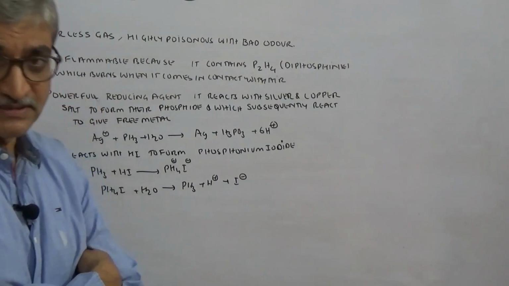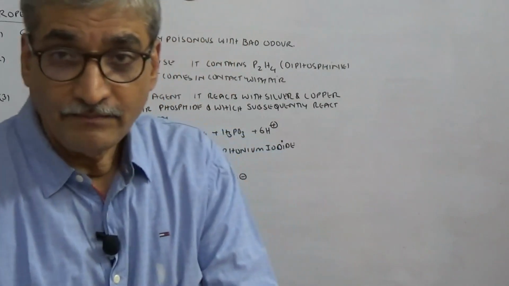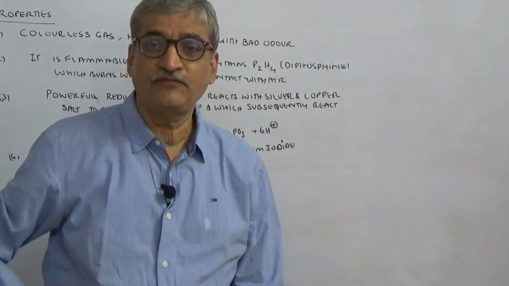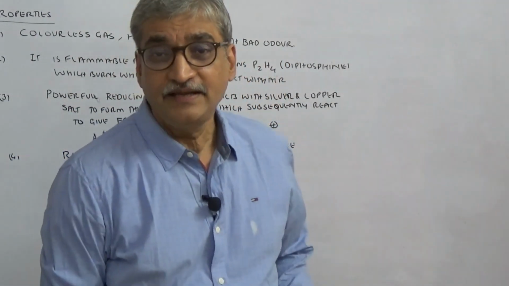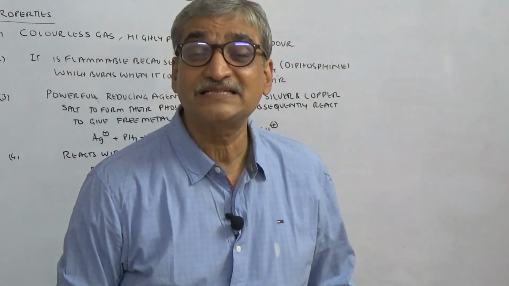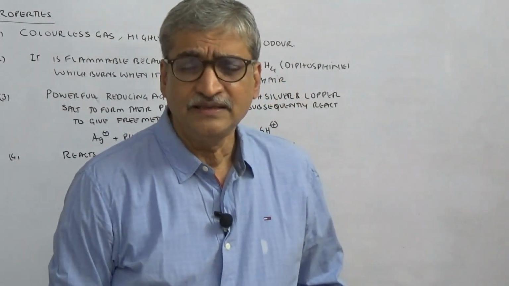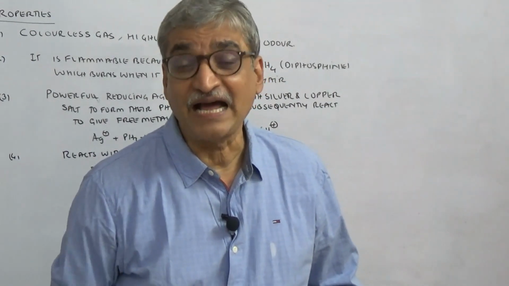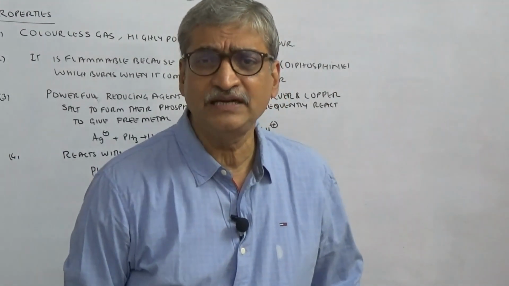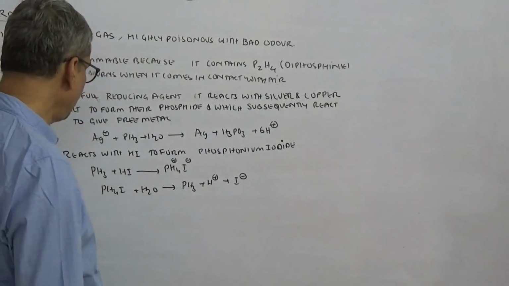Phosphine can be used to precipitate metals from their solution. Suppose you have copper sulfate, you pass phosphine, it forms copper phosphide, and this copper phosphide reacts with water present in the solution and you get a precipitate of copper. Same case with silver. Silver ion is present in solution, pass phosphine, you get silver phosphide which immediately decomposes to form metallic silver. So it's used to precipitate metallic silver.